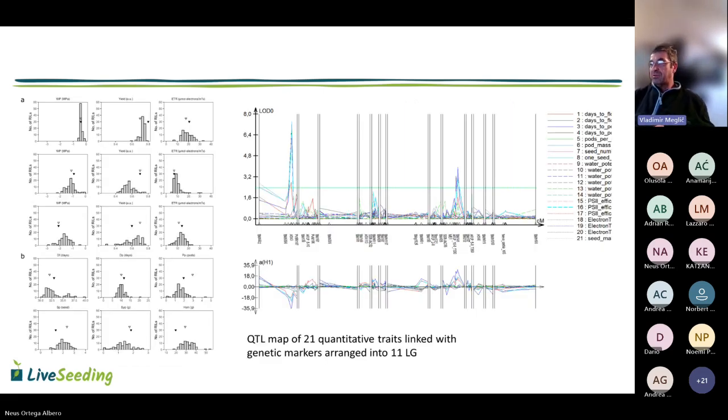What we have then produced is the QTL map of 21 QTLs linked with genetic markers, arranged in 11 linkage groups. And on the left-hand side, it's a similar graph to the one Neus already showed for the tomatoes and eggplants, where we have one trait and then the number of recombinant inbred lines that are contributing to those QTLs.